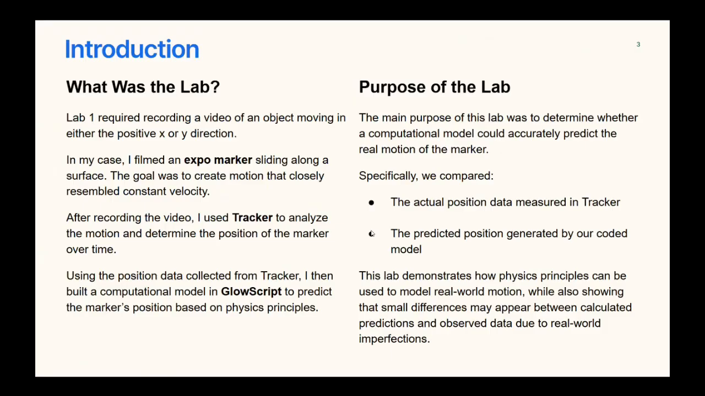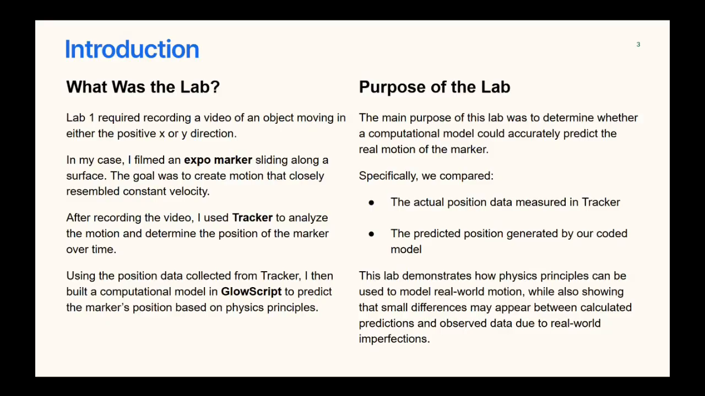What was the lab? Lab 1 required recording a video of an object moving in either the positive X or Y direction. In my case, I filmed an expo marker sliding along a surface. The goal was to create motion that closely resembled constant velocity. After recording the video, I used Tracker to analyze the motion to determine the position of the marker over time. And then I used that to create a GlowScript to predict the marker's position based on physics principles.